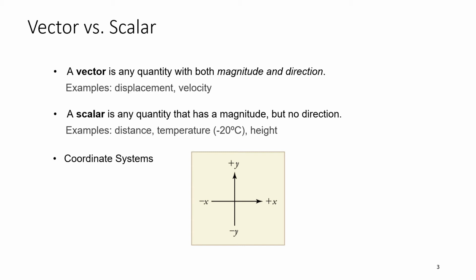One interesting thing to notice is that a scalar could also have a minus sign in front of the number, such as in the case of minus 20 degrees Celsius. This minus sign here has nothing to do with the direction.